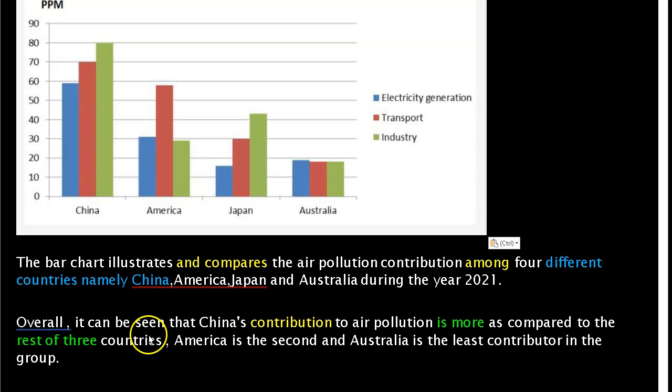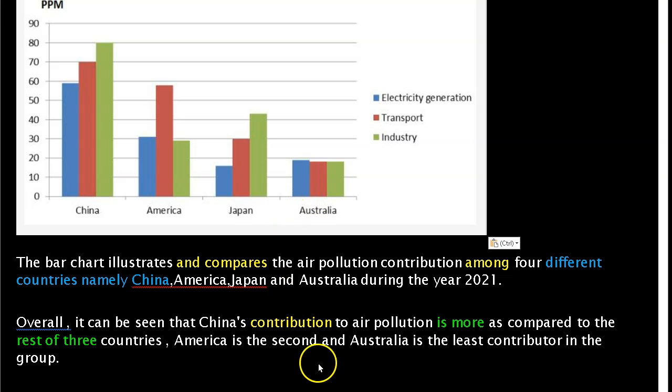And it would have been better: It can be clearly seen that China's levels of air pollution are significantly higher than anywhere else in the world, or the highest in the world. Well, highest amongst the 4 countries. Then say almost double that of America, the second highest producer. And we could even say, a little less than 60, triple that of Australia, more than tripling the output of Australia.